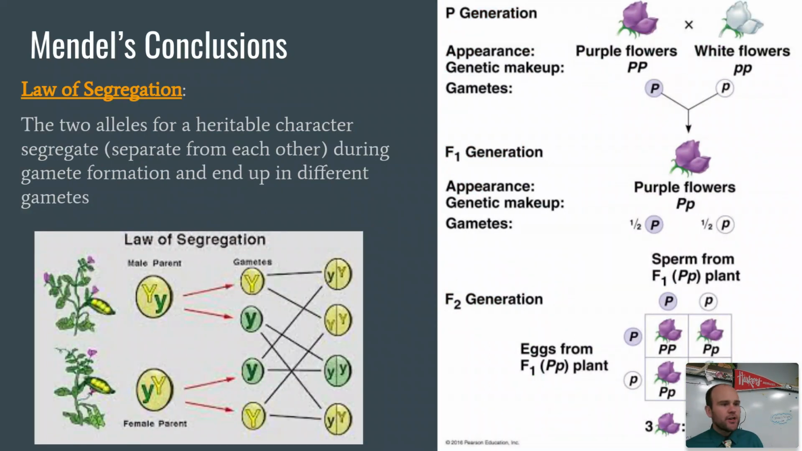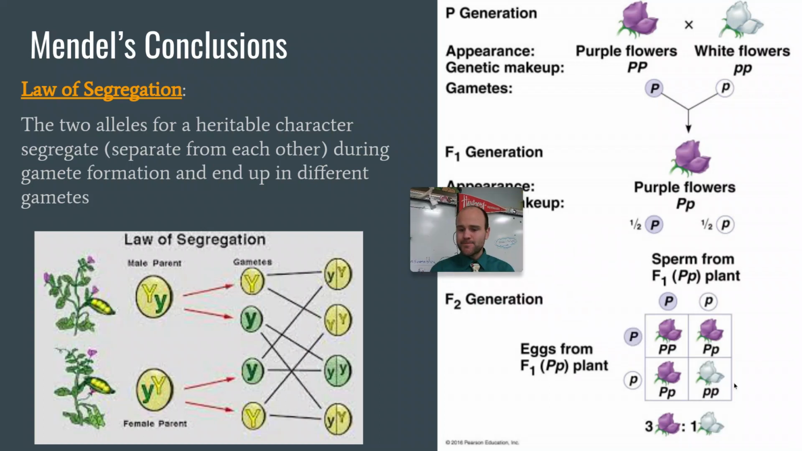Mendel's final conclusion was that when 2 alleles for a heritable character segregate or separate from each other during gamete formation, they end up in different gametes. So this is that law of independent assortment. Remember, Mendel didn't know about chromosomes. He didn't know about DNA. He didn't even know about meiosis and how gametes, sperm and eggs, are formed. But just looking at these peas, he was able to understand that this was going on without any knowledge of what's happening in the cell, which is really remarkable.